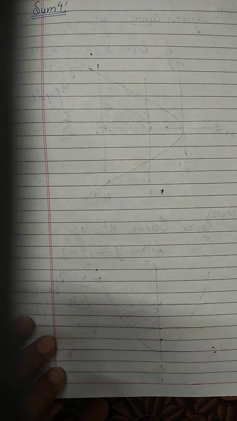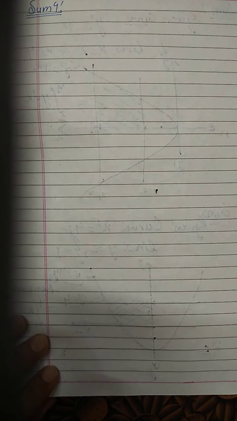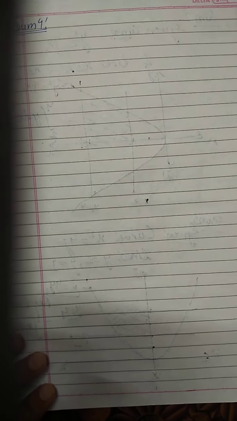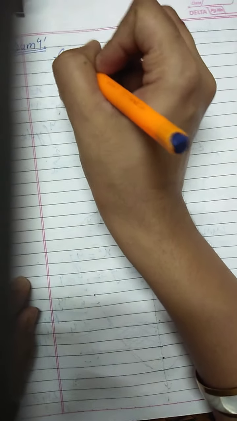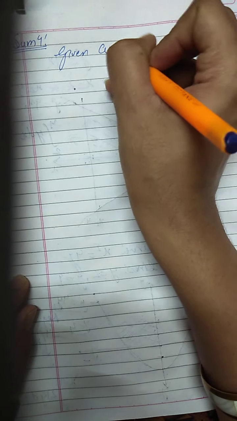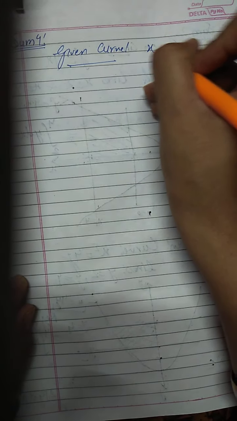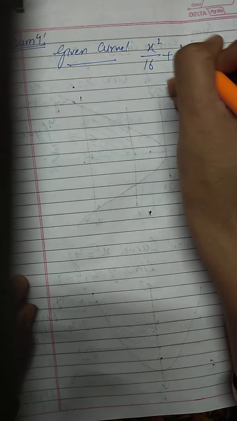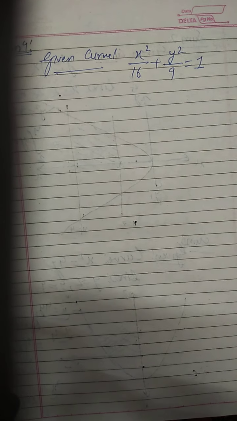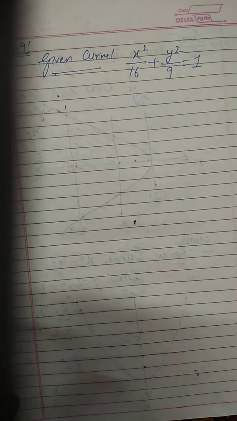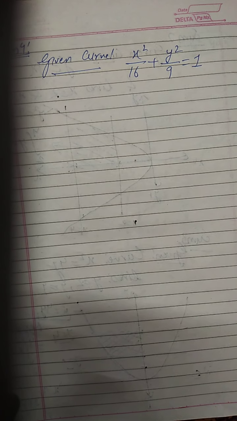So sum number 4, we have here a closed curve, ellipse is given. Find the area of the region bounded by the ellipse, and the ellipse is x square by 16 plus y square by 9 equals to 1. So the given curve is x square by 16 plus y square by 9 equals to 1. Here comes the role of our conic section, where we have learned about the ellipse.